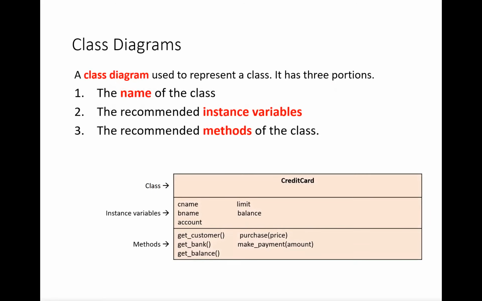Now, often when it comes to object orientation, we use some tools and techniques. Here is one of them, to create class diagrams. As you can see, there are three parts: classes, instance variables, and the methods. Now that we have this credit card class, we can create any number of credit cards. So all the instance variables and methods, now we have to implement.